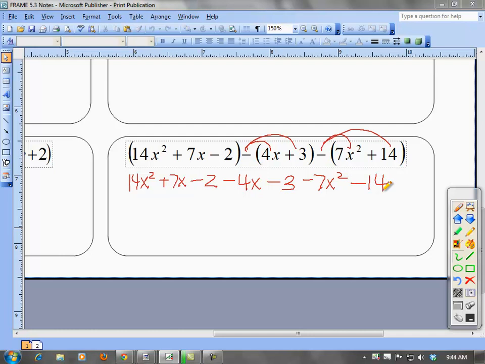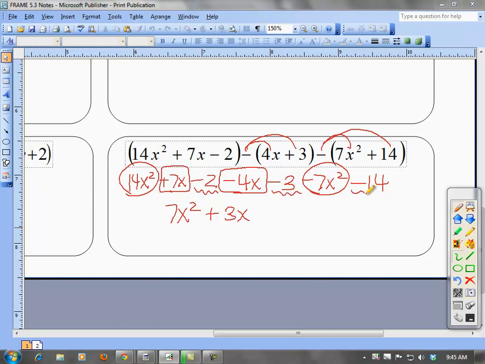Now I go and combine like terms. So 14x squared and negative 7x squared is 7x squared. Positive 7x minus 4x, so 7 minus 4 is 3x. Negative 2 and negative 3 makes negative 5. And negative 14 makes negative 19.